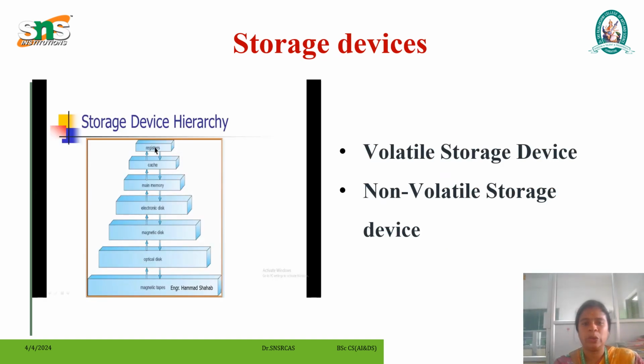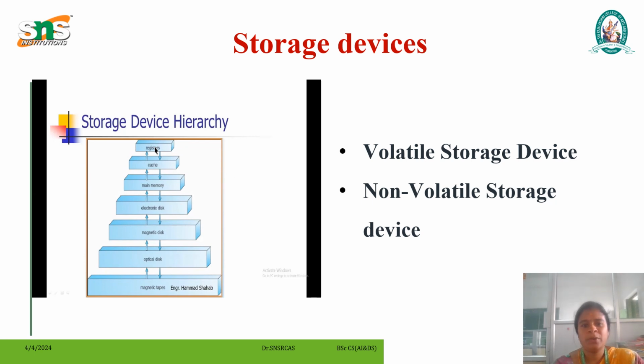Next topic is storage devices. Storage devices have two types: volatile storage devices and non-volatile storage devices. Basically, we want the programs and data to reside in the main memory permanently. This arrangement is usually not possible for the following two reasons. Main memory is usually too small to store all needed programs and data permanently. Main memory is a volatile storage device that loses its content when the power is turned off or otherwise lost.